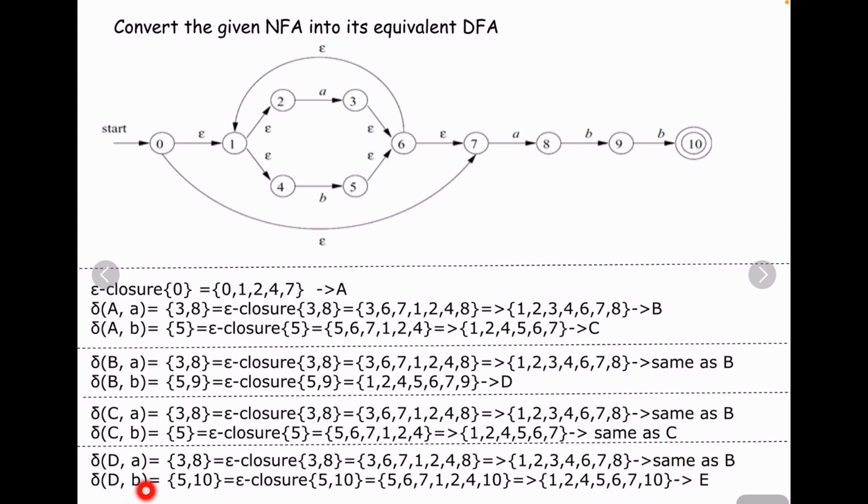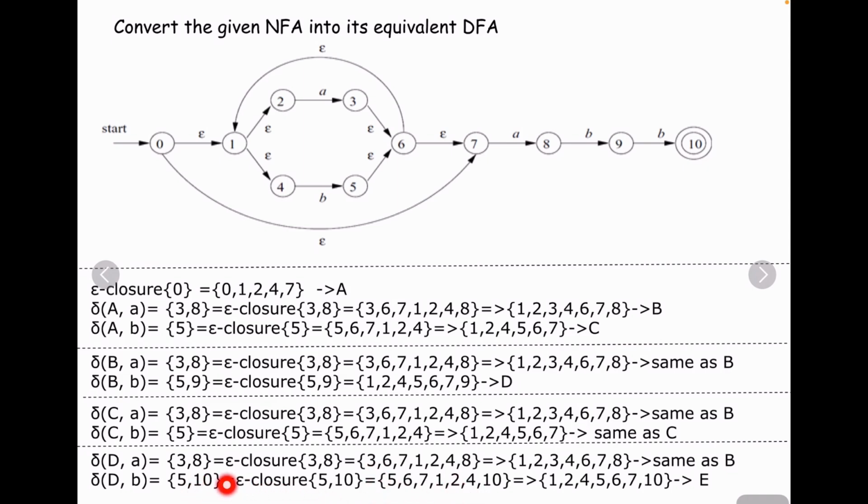Another one is D comma B. For the transition on input, delta of D comma B: D is nothing but 9, right? One is on 4, another one is 9. 9 on B will go to 10. 4 on B will go to 5. So that's the reason you will get 5 comma 10. For that you have to find the e-closure again. The e-closure of 5 is 5 6 7 1 2 4. You can reach these states without taking any input.